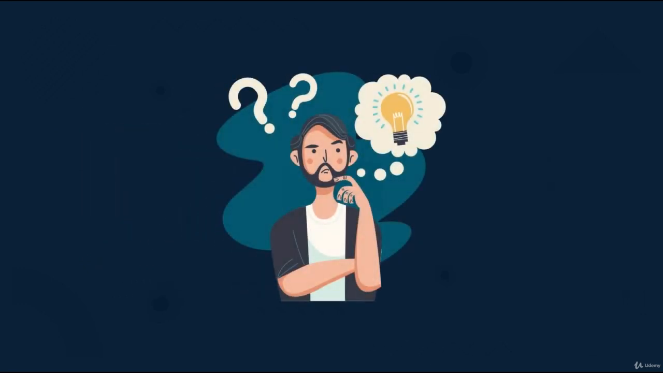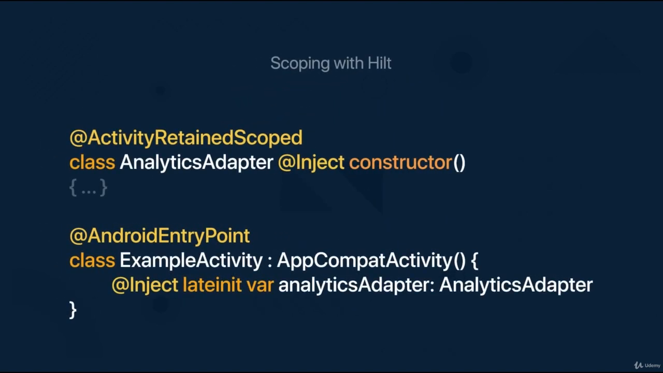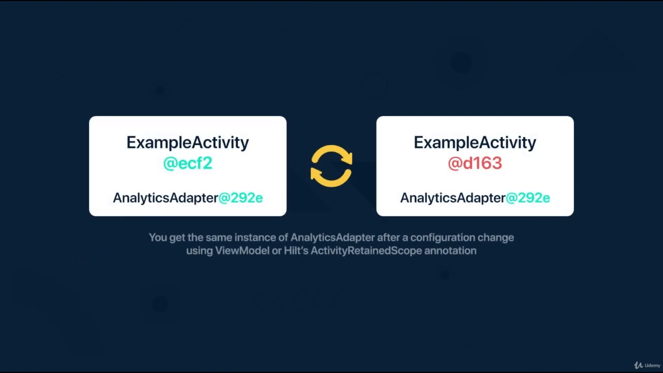Now you might be wondering how we can have the same instance even if there is a configuration change in our activity. We can do that by using a different scope, in this case activity retained scope. Now we just change this annotation from activity scoped to activity retained scope, and we just inject this analytics adapter inside our activity. So now every time there is a configuration change, we are going to get the same instance of analytics adapter, and a new instance will not be created every time like before.